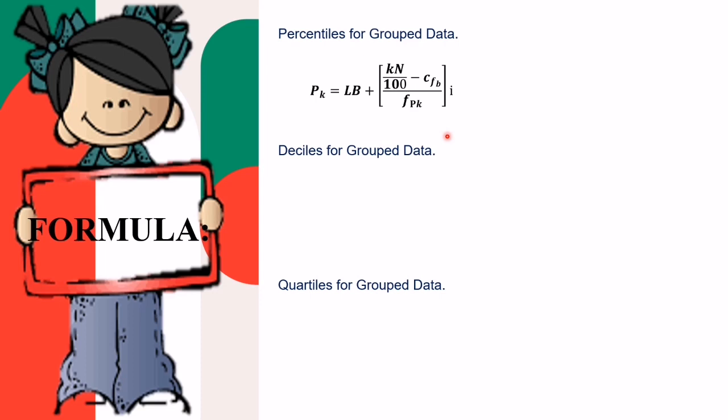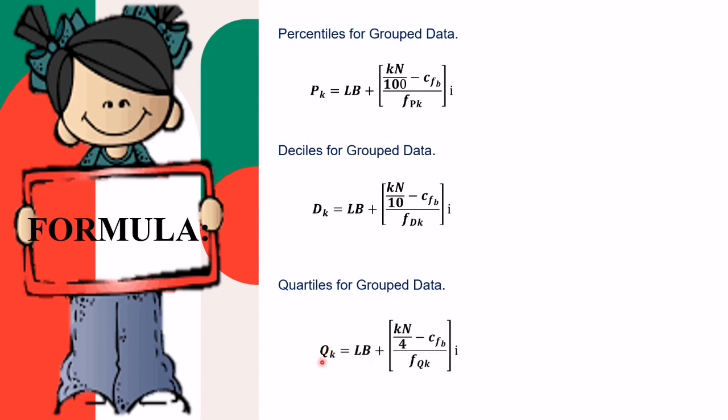For deciles, we have D sub k is equal to LB plus k times n over 10 minus CF sub b all over f sub d sub k times i. For quartiles, we have Q sub k is equal to LB plus k times n over 4 minus CF sub b all over f sub q sub k times i.